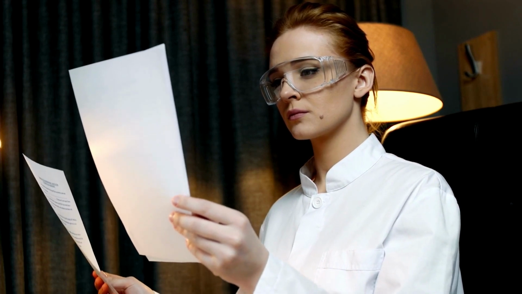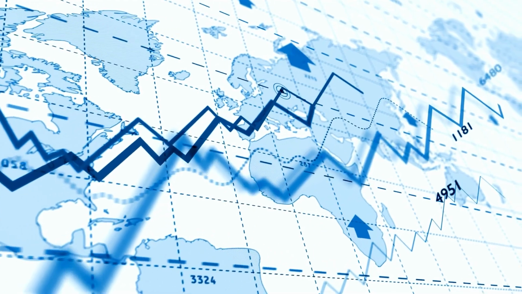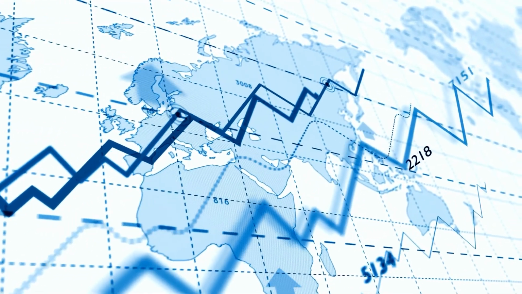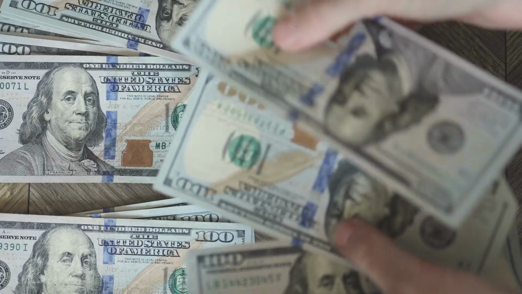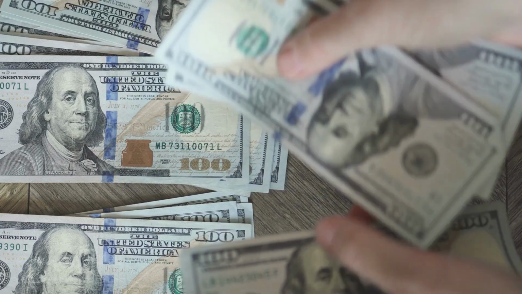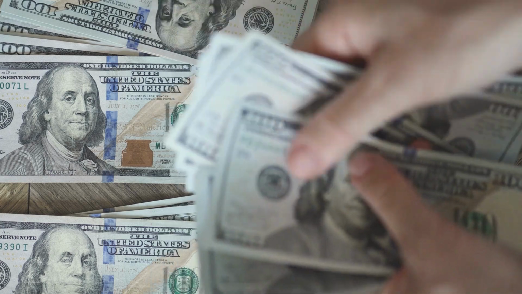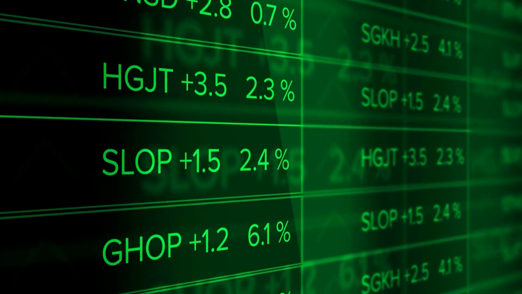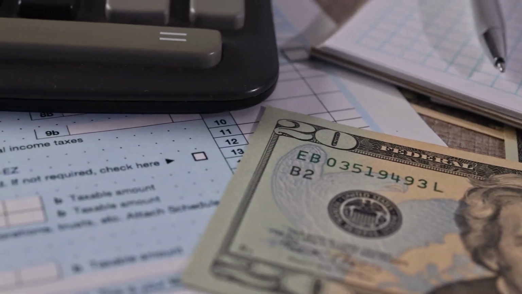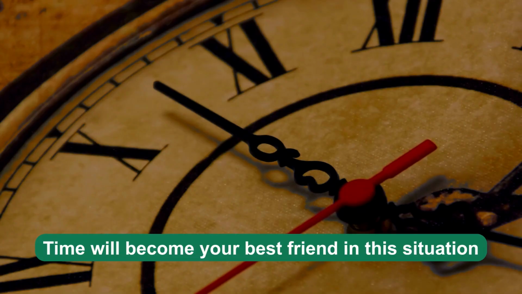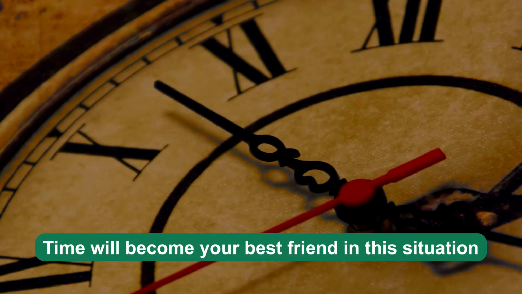As time passes, the interest amount increases each year, and Abby not only gets interest on her initial investment, but also the interest that she earned in the previous years. The interest is compounding. With compound interest, Abby's investments are able to grow exponentially. As she accumulates more interest, the faster her investment will grow. Time will become your best friend in this situation.